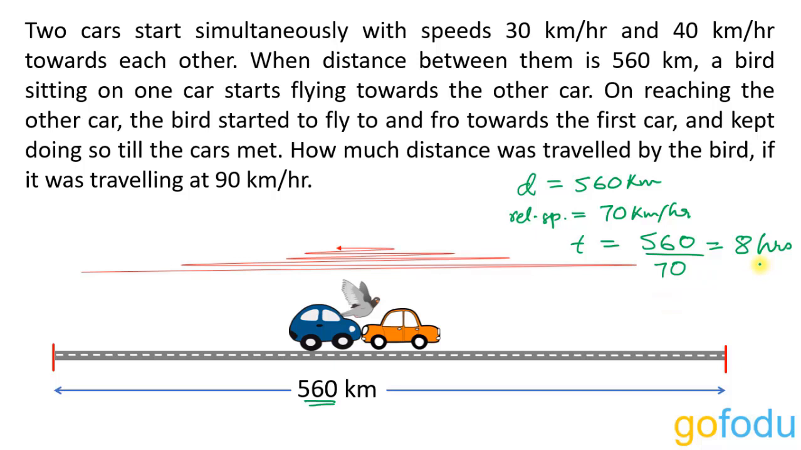Now in these 8 hours, the pigeon is continuously flying from one end to another, from one car to another. Distance covered by the bird would be the speed of the bird, that is 90 km per hour, into the time for which the bird is flying, that is 8. 90 into 8 is 720 kilometers, the distance for which the bird flies.